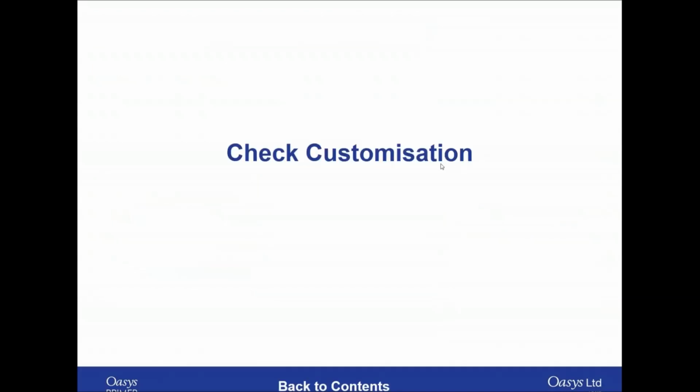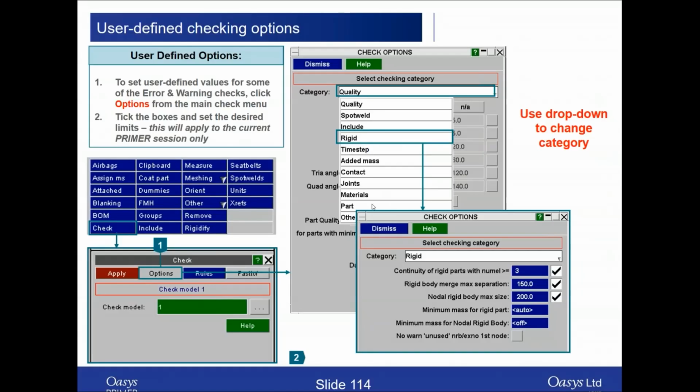Getting towards the end now, I just want to talk a little bit about check customization, which has become quite popular over the last few years. I touched on this earlier. If you go to check in Primer, there's an options panel, and there's various options in there that affect the checks that you're doing, and you can turn on certain user-defined checks. I've just got a couple of examples here.